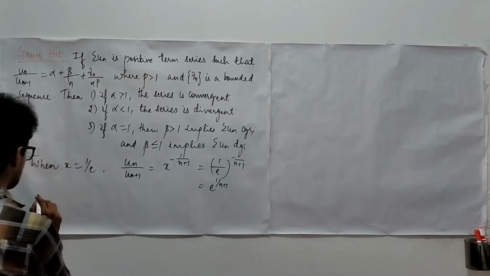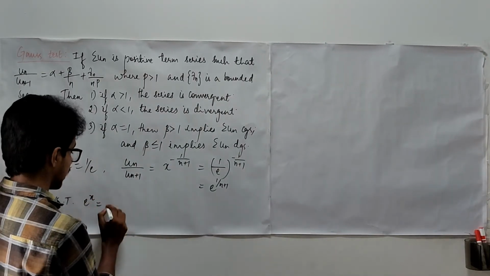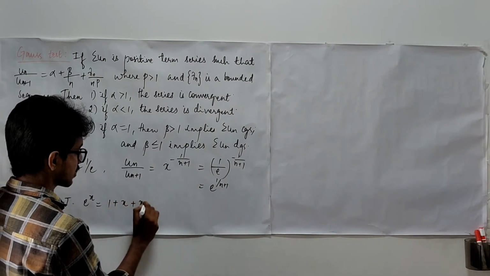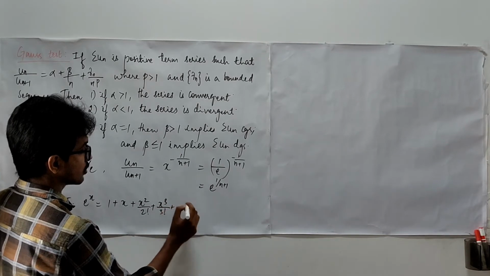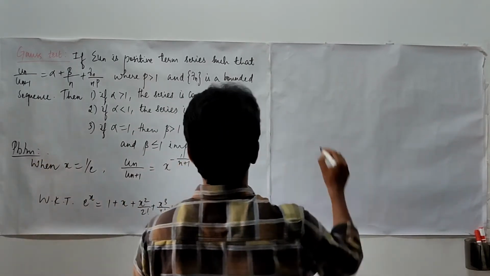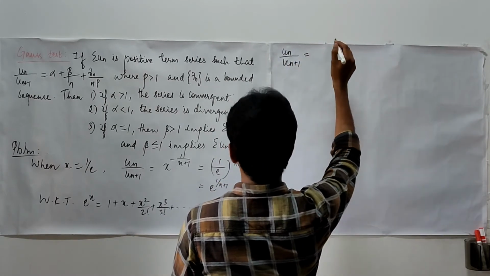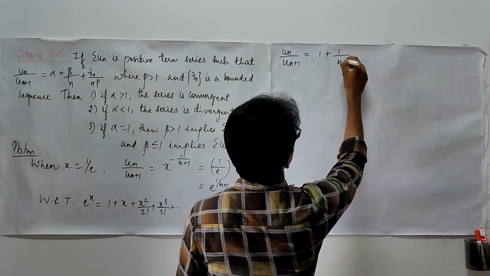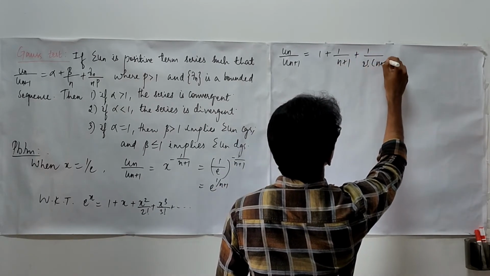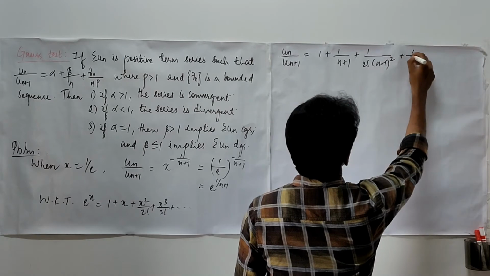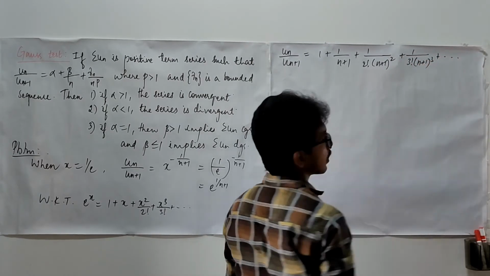We also know that e power x may be expressed as 1 plus x plus x square upon 2 factorial, x cube upon 3 factorial, and it goes this way. So when you expand it, what are you going to get? You are going to get un upon un plus 1 is 1 plus 1 upon n plus 1 plus 1 upon 2 factorial times of n plus 1 whole square plus 1 upon 3 factorial times of n plus 1 whole cube, and it goes this way.